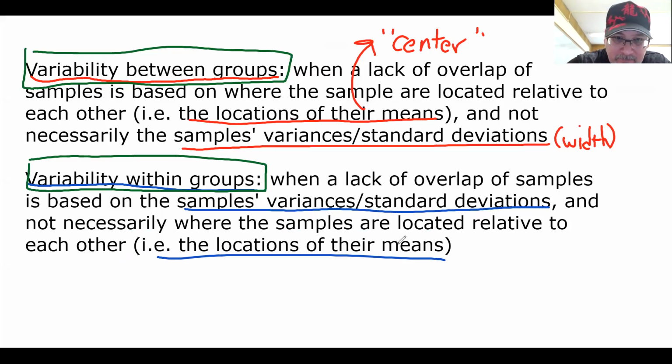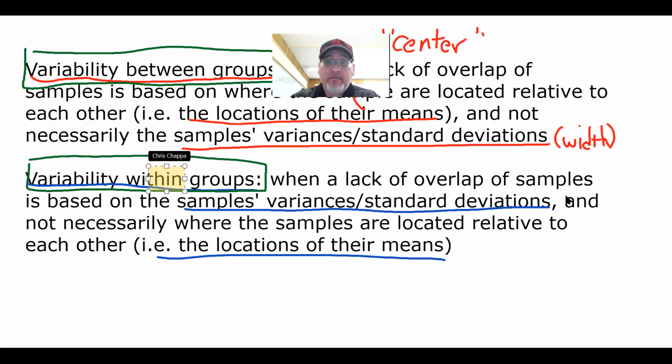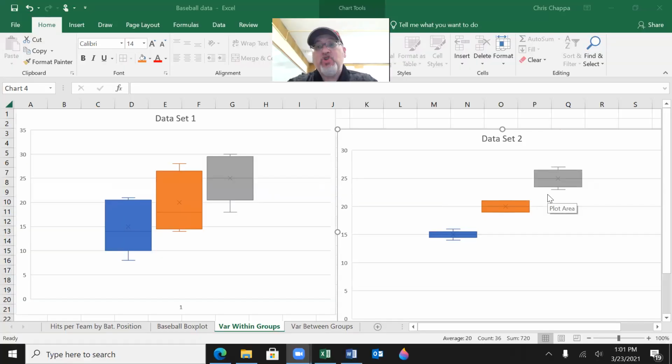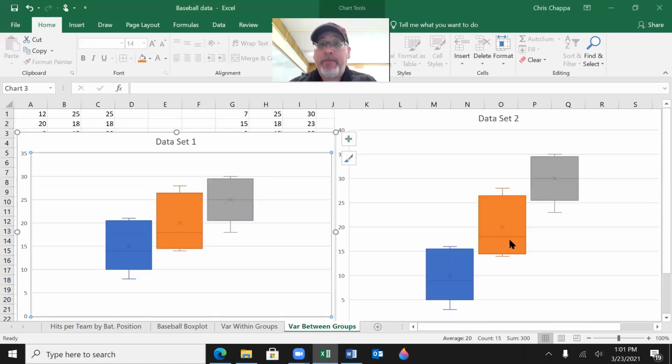Highlight it. There it is. The word within contains the word thin. Meaning, if the reason you pick a data set as evidence that means are different is because the boxes are thinner, then you say variability within groups. Otherwise, you say variability between groups.